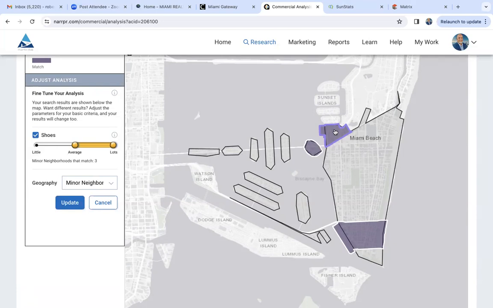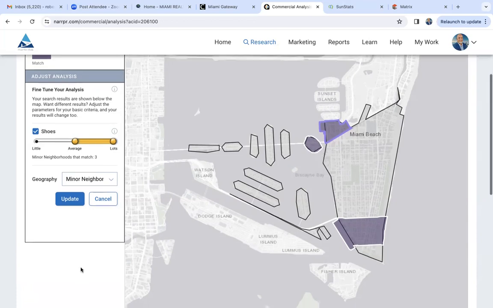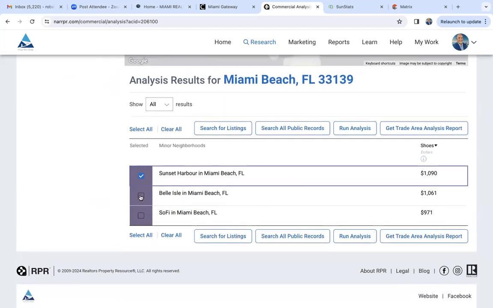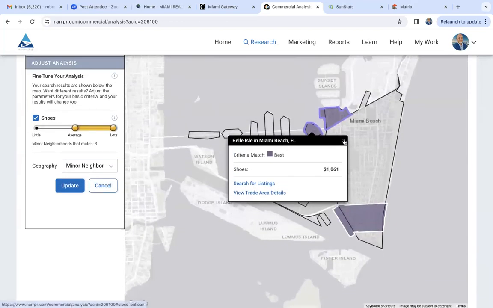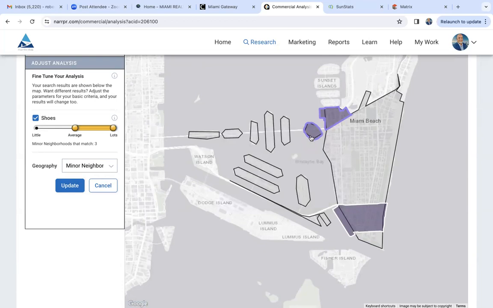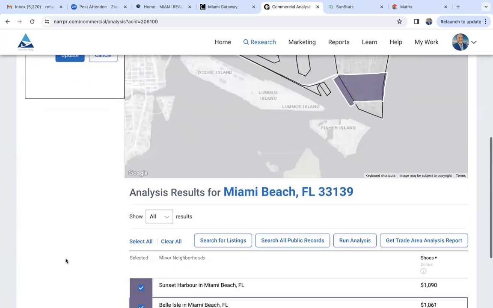If you are opening your shoe store, you may want to open it close to this area here as well, because those are people who buy shoes. Who's number two? Belle Isle in Miami Beach, and that's right next door. These people here. Okay.